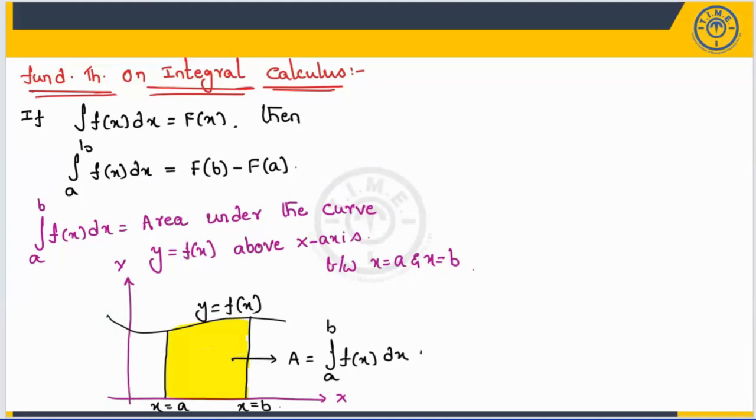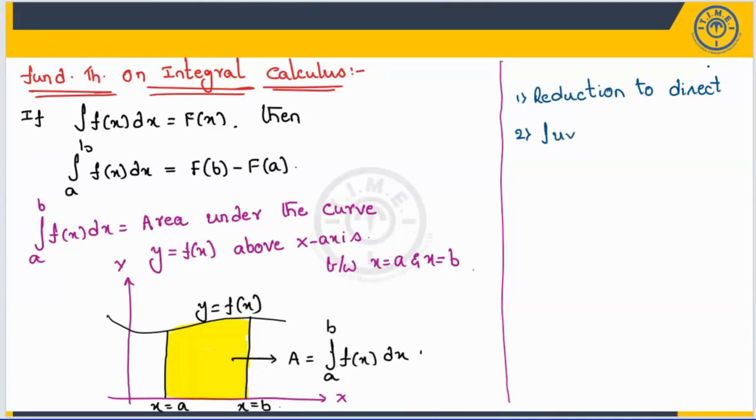Overall, you can find the integral in 4 ways. What are the 4 ways of evaluating the integral? First one is reduction to direct. The second one is integration by parts. The third one is integration by substitution method. And the fourth one is by using the properties.